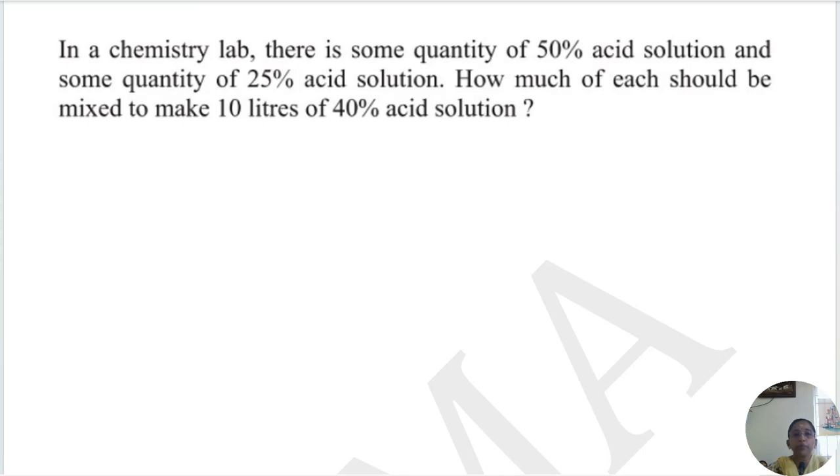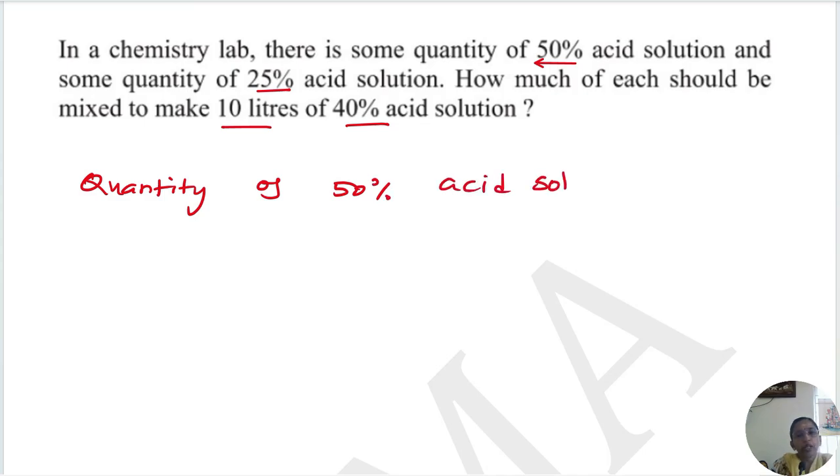In a chemistry lab, there is some quantity of 50% acid solution and some quantity of 25% acid solution. How much of each should be mixed to make 10 liters of 40% acid solution? So we can consider the quantity of 50% acid solution to be x liters. The quantity of the 25% acid solution will be y liters.